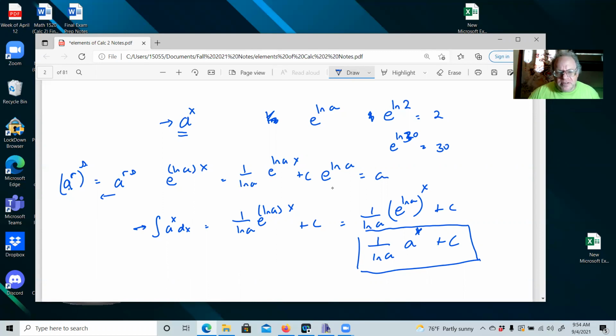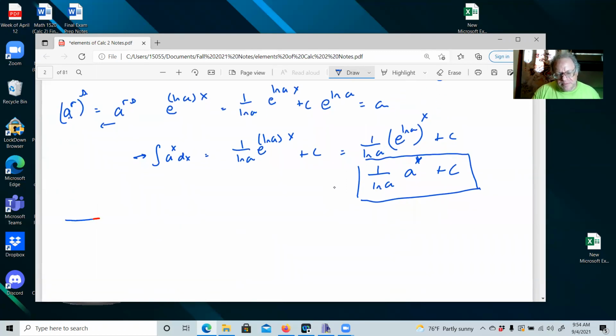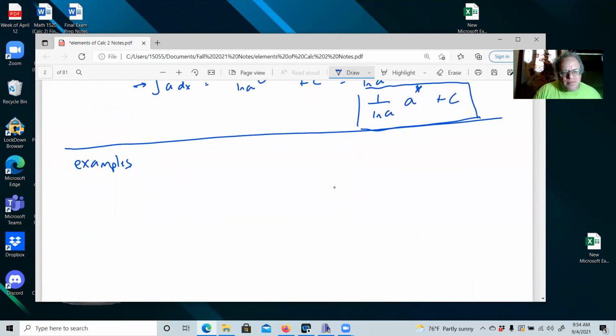Okay, let's do some examples. Let's do 7.1 examples here. So let's just start. 5x squared minus 6x plus 3. We want to integrate this.